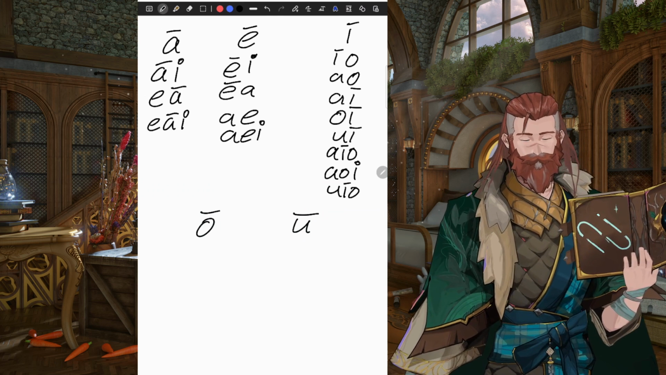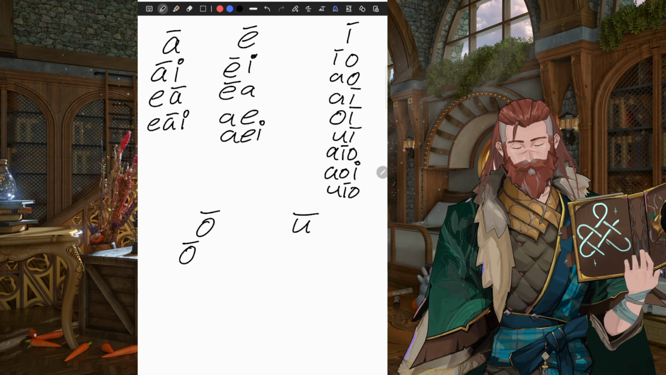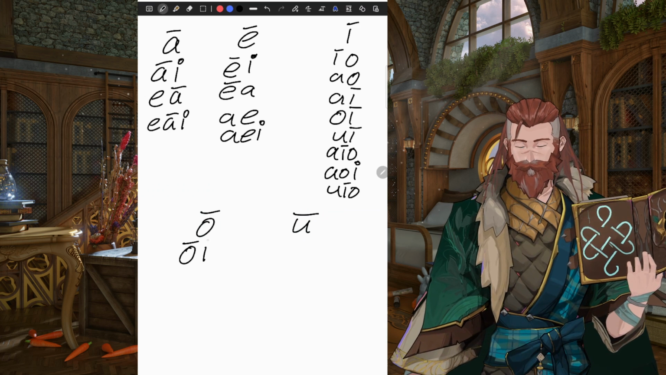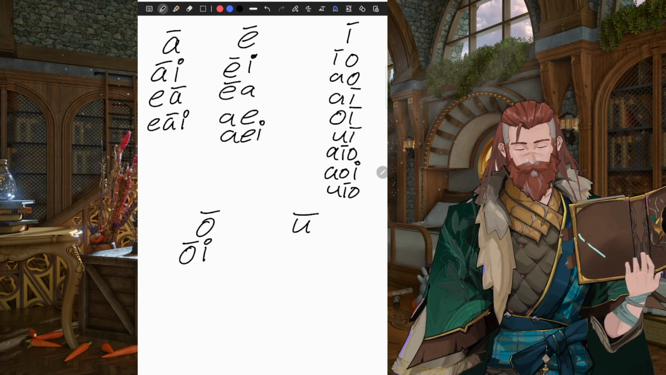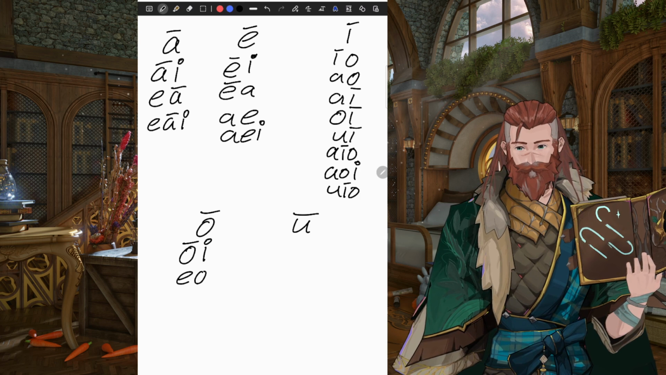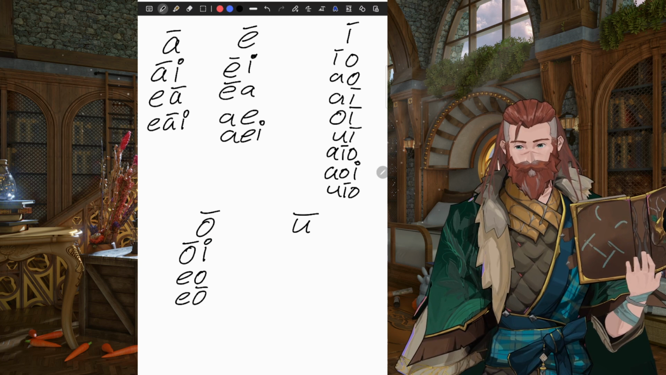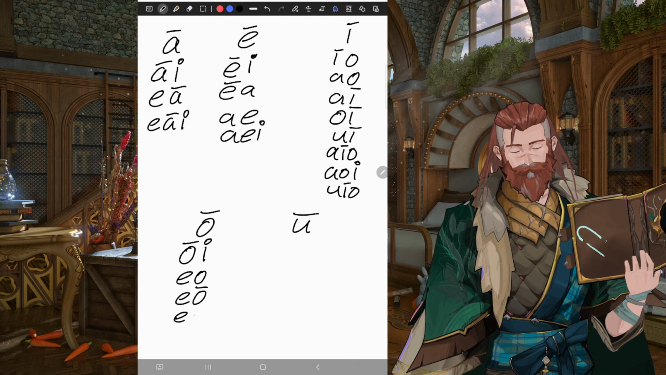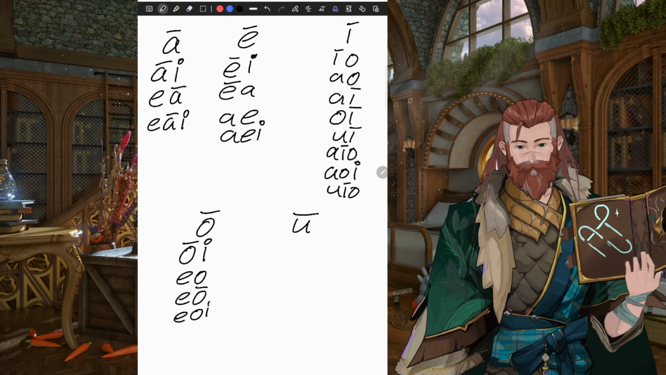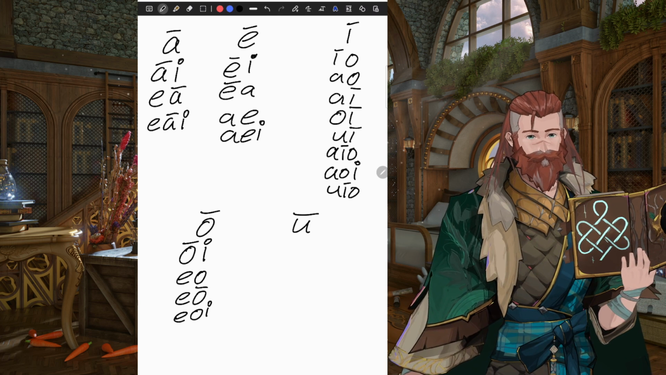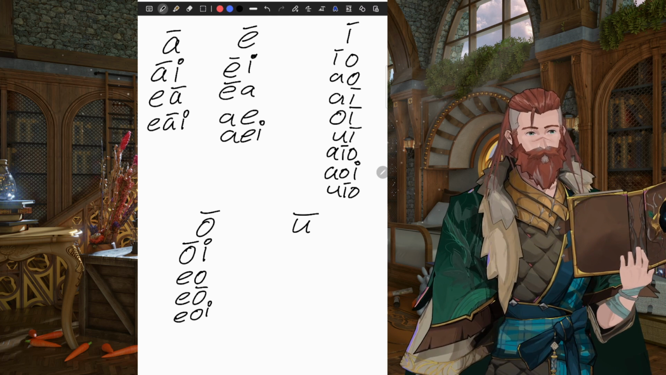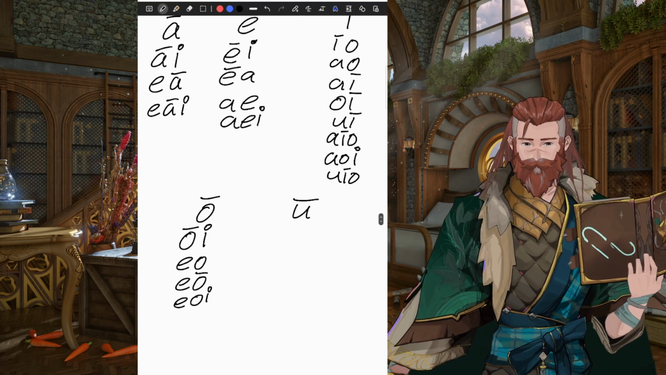So for the long O, we have O fada I, E O, O fada, and E O I. Accidentally activated the bottom navigation bit there.